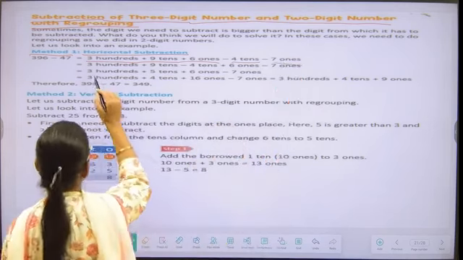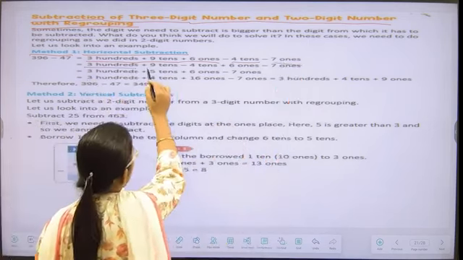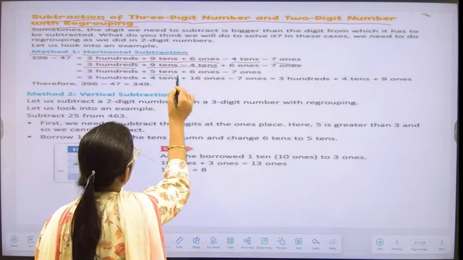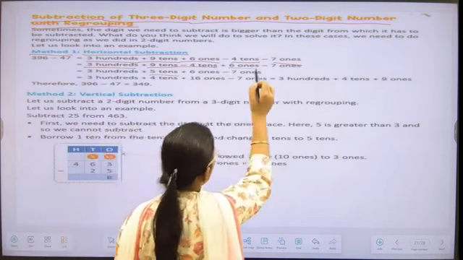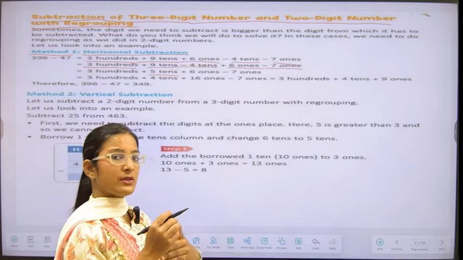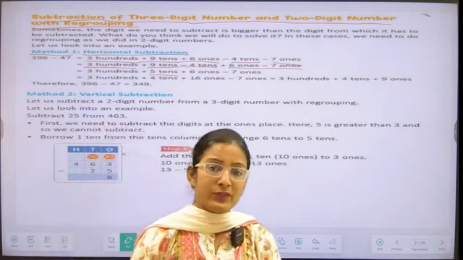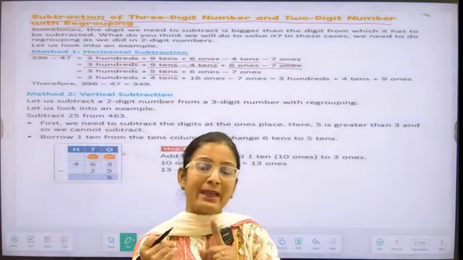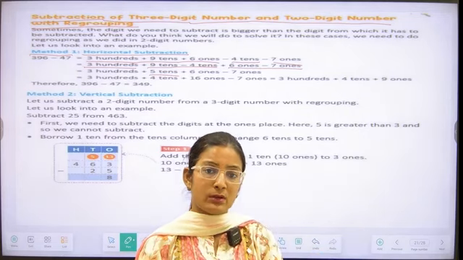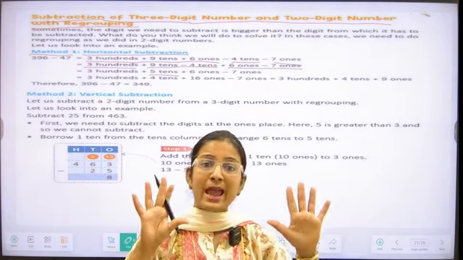So what we are going to do? 9 tens minus 4 tens, I am getting 5 tens. And 6 ones minus 7 ones. So 6 ones is the smaller one. So what do we have to do? We have to borrow 1 ten from the tens block, and it will equal 10 ones.